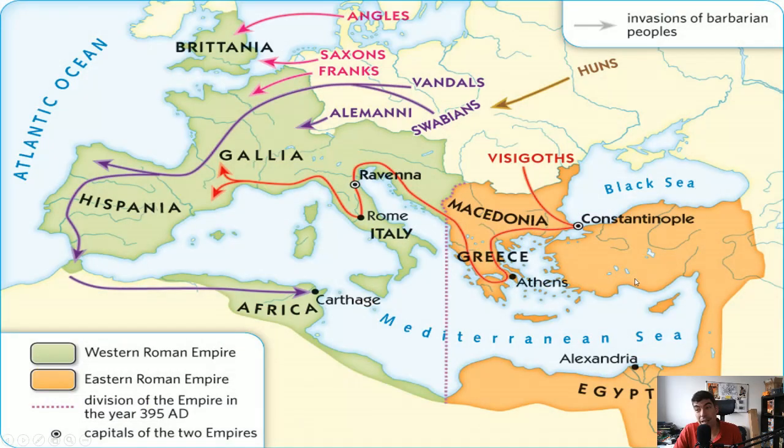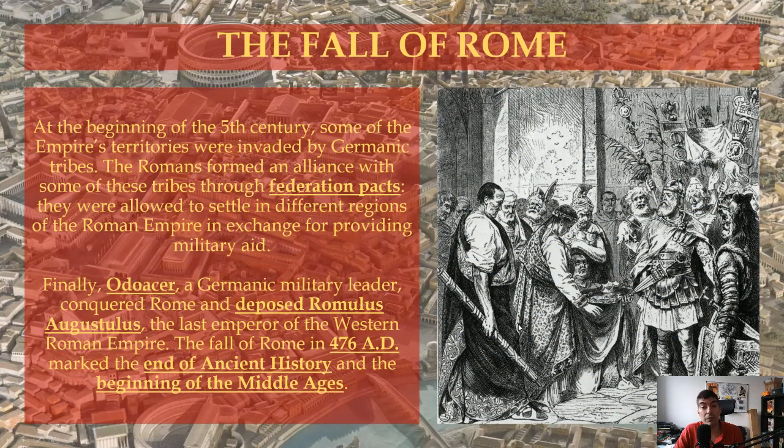And these are the invasions of the barbarian peoples. Western Empire, Eastern Empire, and these barbarian peoples were the Angles, the Saxons, the Franks, Alemanni, Vandals, Visigoths, etc. And they managed to enter the empire. And finally, Rome fell at the end of the 5th century. At the beginning of this century, many of the territories of the Western Empire were invaded by the Germanic tribes, so the Romans had to ally with them through a federation pact, the Foedus, and they were called Foederati.